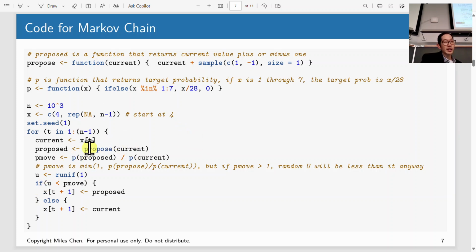Let's say I propose a 4. Then my P move will be P of 4 divided by P of 5, which is my current value. 4 over 28 divided by 5 over 28, I'm going to get a P move of 80%. Let's say I generate a random U, and the U I generate is 0.6. 0.6 is less than 0.8, so I will accept it, and my proposed value of 4 becomes my next value. So I'll go 4, 5, 4, and so on and so forth.